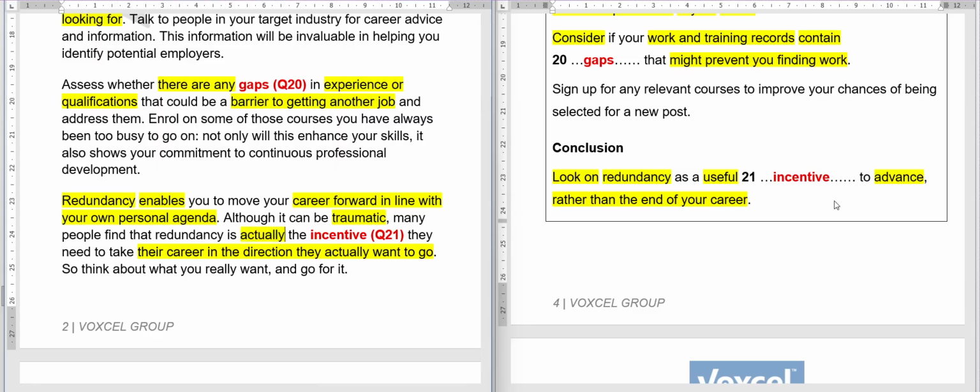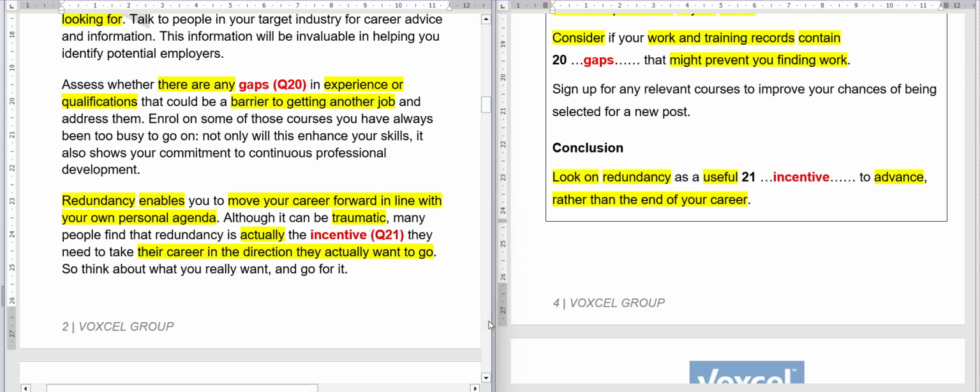So a useful incentive to advance their career. Obviously, to take their career in the direction they want to go. So here it is written, move their career forward. Move your career forward, basically advance your career. So it's a useful incentive. I hope it is clear.